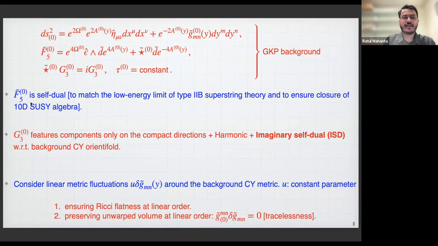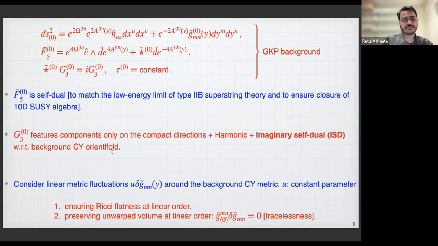F tilde 5 as given is self-dual in 10D, to match the low energy limit of type IIB superstring theory. So it's a constraint coming from string theory, as well as to ensure the closure of the 10D SUSY algebra. Importantly, the background three-form flux features components only on the compact directions. This is a harmonic form, and it is imaginary self-dual with respect to the background orientation. So this will be an important condition for us, which I will soon explain in more detail.